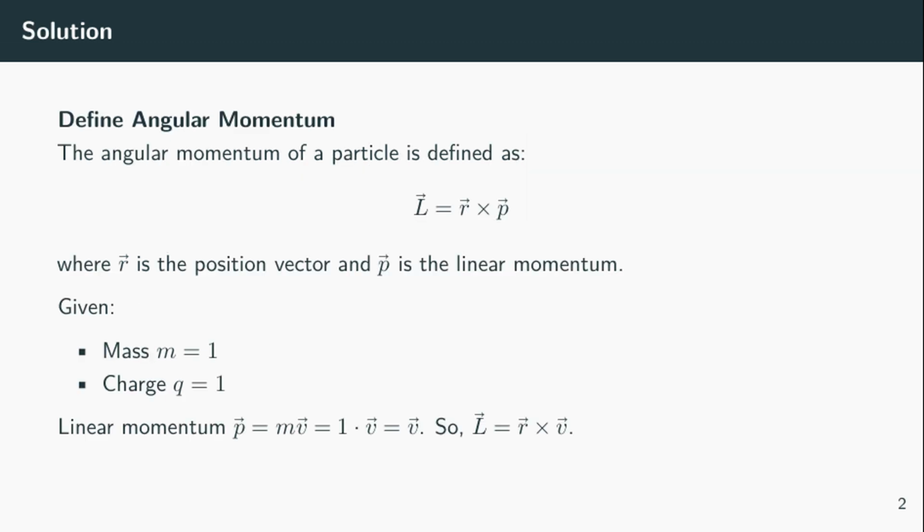Let's work through the solution. First, let's define angular momentum. The angular momentum of a particle, vector L, is defined as the cross product of the position vector r and the linear momentum vector p. So vector L equals vector r cross vector p. We are given that the mass m is 1 and the charge q is 1. The linear momentum vector p is mass times velocity vector v. Since mass m is 1, vector p is just vector v. So our angular momentum vector L is simply vector r cross vector v.